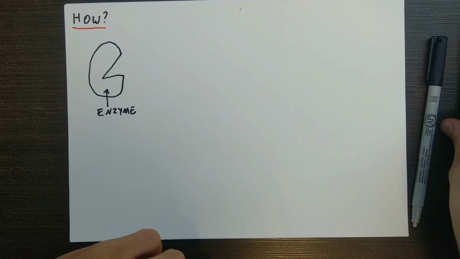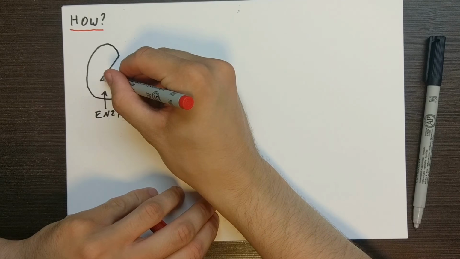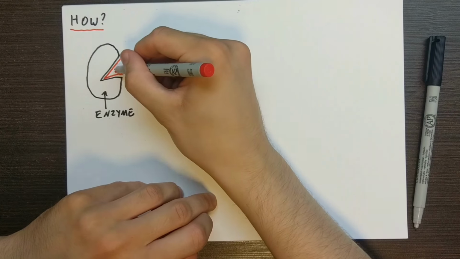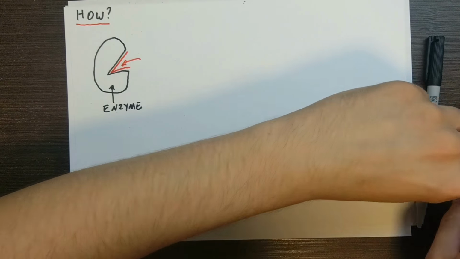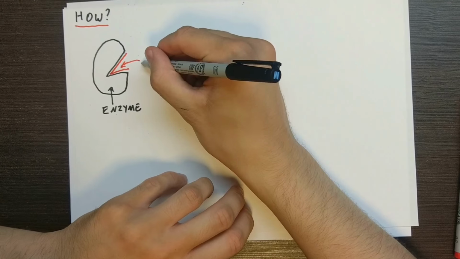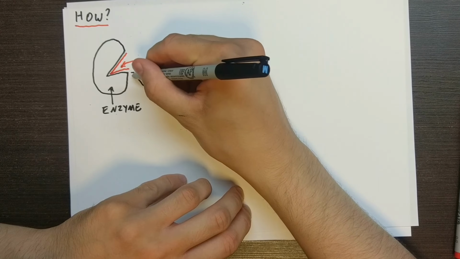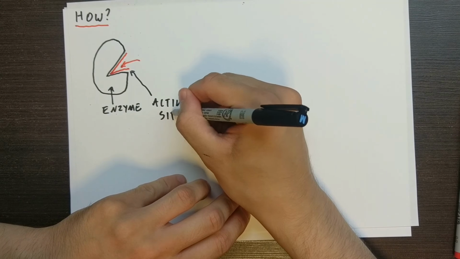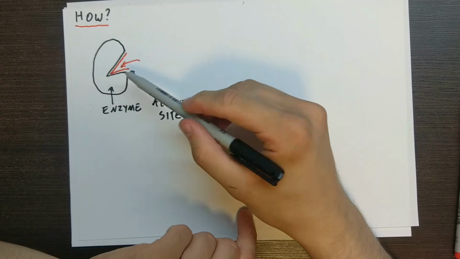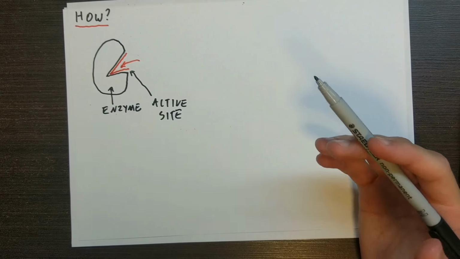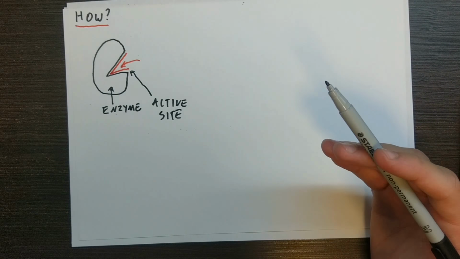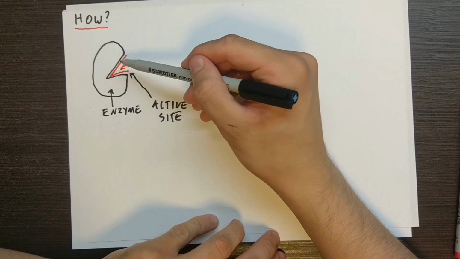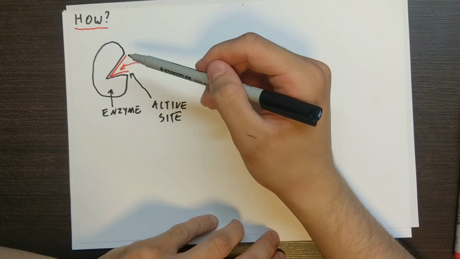And here's the important part. Here we have the active site. This is called the active site. This place is where all the compounds that the enzyme is going to be reacting together need to go in. They all need to go into this site, and this is precisely where the reaction happens.